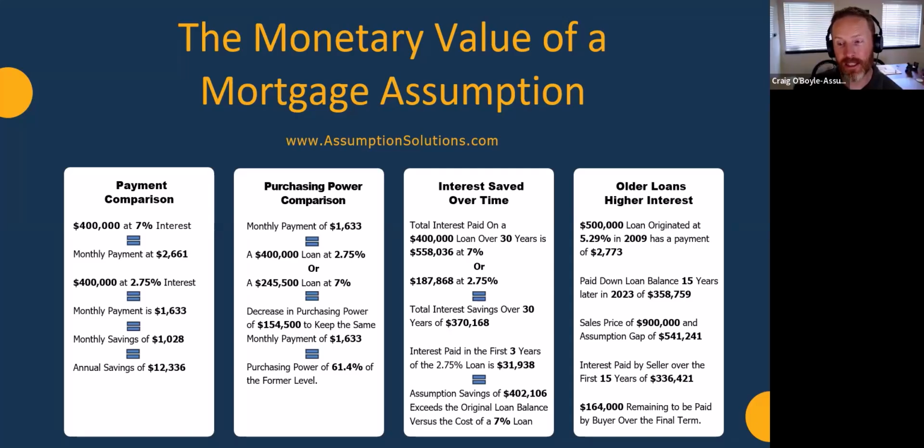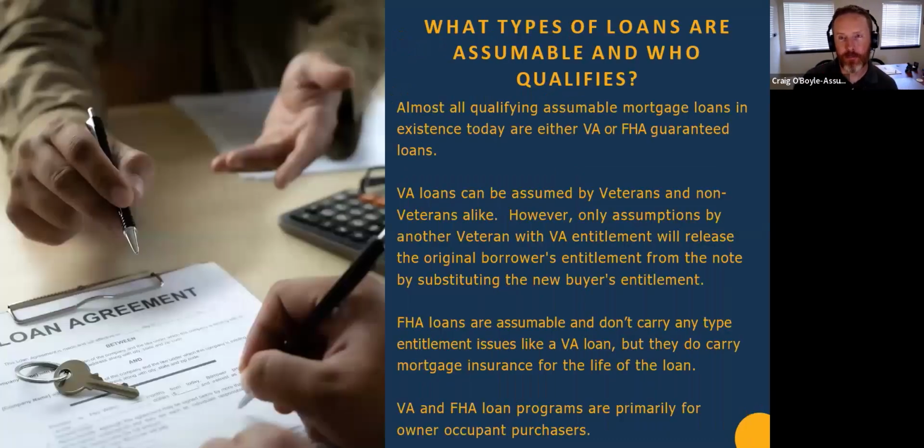And to me, it's something that people will probably more and more want to think about, because there are loans that were not refinanced or originated between March of 2020 and March of 2022, when rates were effectively below 3.5%. So what types of loans are assumable and who qualifies? Well, almost all qualifying assumable mortgage loans in existence today are either VA or FHA guaranteed loans.